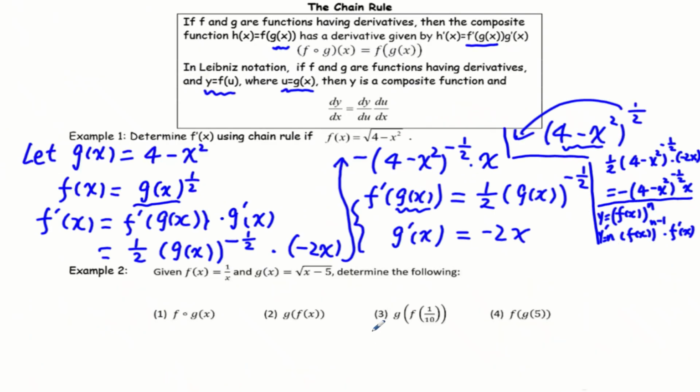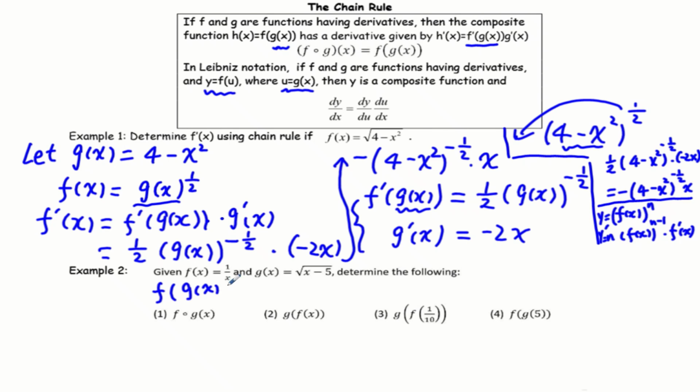So next example, actually, because we are dealing with f of g of x, g prime of x, all the function notation. So we want to practice with function notation in order to use the chain rule. So f of x equals 1 over x, g of x equals square root of x minus 5. Determine f open dot g of x, which is the same as f of g of x.